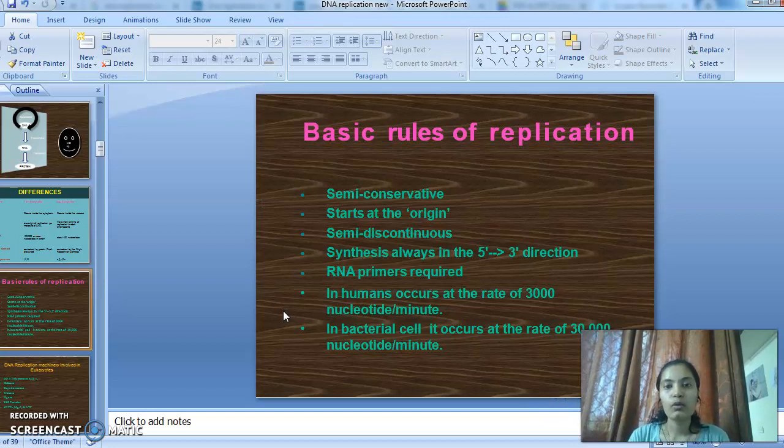So what are the basic rules of replication? First, it is semi-conservative. Now what does semi-conservative mean? It means that the total new DNA is not formed; only one of the strands is old, and on that strand another strand of DNA is synthesized. So one is retained and one is new, hence it is called the semi-conservative model. Then the synthesis always occurs in the 5' to 3' direction. An RNA primer is required, and in humans it occurs at the rate of 3000 nucleotides per minute.